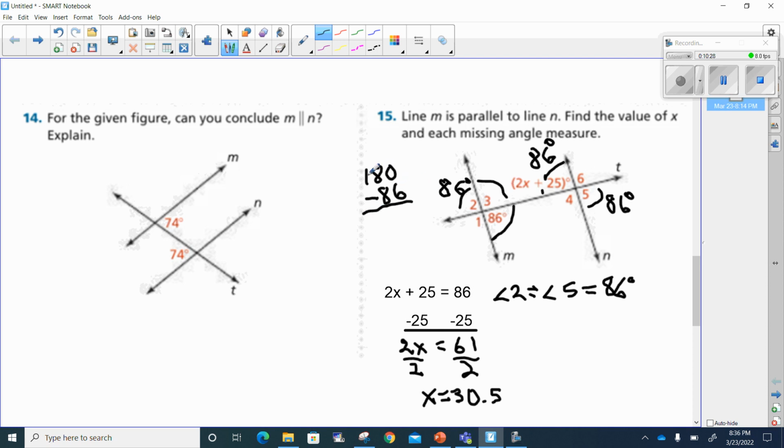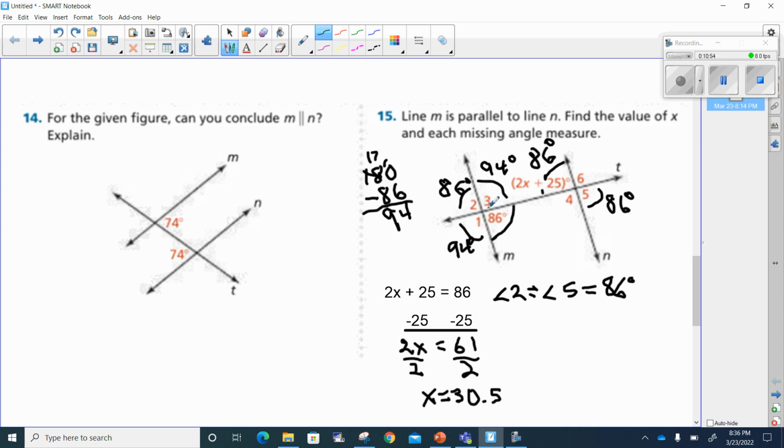When I do this, I have to borrow one from here, which turns it to 17. 10 minus 6 is 4. 17 minus 8 is 9. So this must be 90. Oh, sorry, wrong one. This must be 94. And if that's 94 degrees, then this must be 94 degrees because it's a vertical angle.